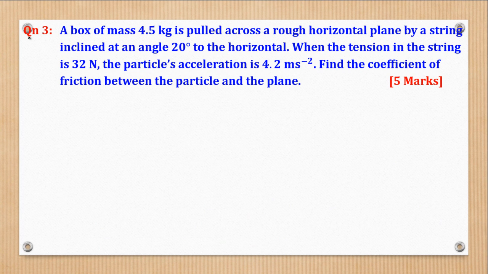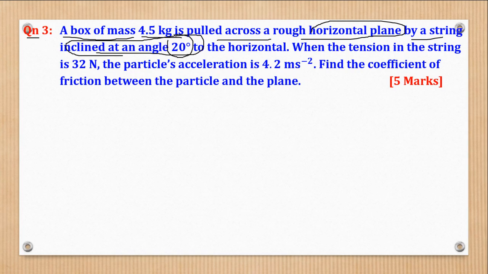That was question 2. Now we shall go to question 3. Question 3 says a box of mass 4.5 kilograms is pulled across a rough horizontal plane by a string inclined. It is the string which is inclined. Some of you, when you saw this word inclined at an angle of 20, drew immediately an inclined plane. It is not okay. It is the string which was inclined, but the plane was horizontal and rough.